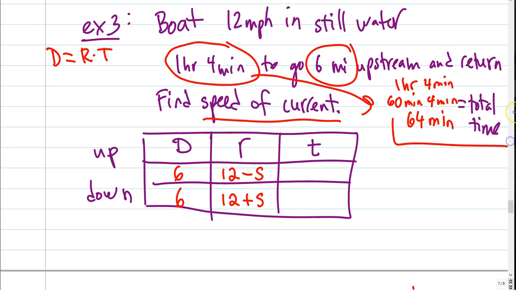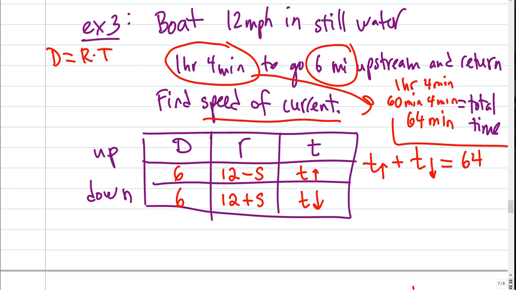But that's not the time it goes one way. That's the time it is to go there and back. That's a total time. That means we don't know either time, but we know that if I take the time upstream and I add the time downstream, it should total 64 minutes. So we don't know the time upstream or the time downstream, but we know that they total to 64.